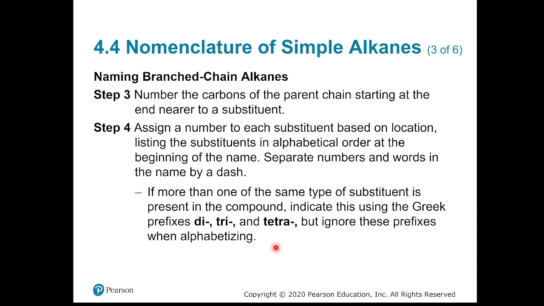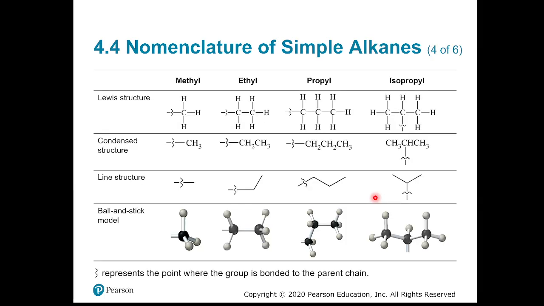Let's go ahead and look at this for the different numbers of substituents. So if more than one of the same type of substituent is present in the compound, we're going to indicate this with our Greek prefixes, which is di, tri, and tetra for those first ones. We're going to ignore the prefixes when we alphabetize to get the order of our name. Like any language, this is going to be truly learned by using it.